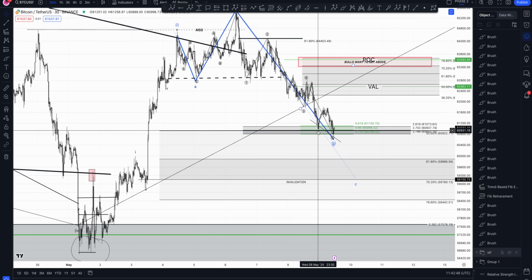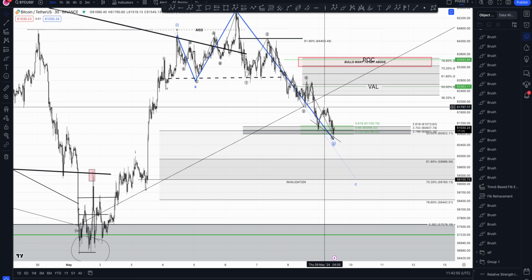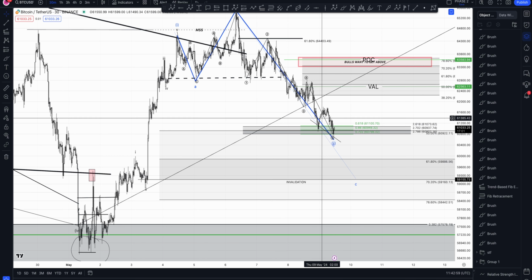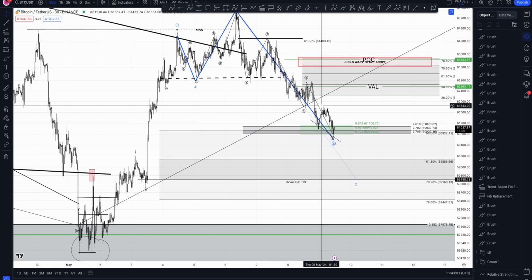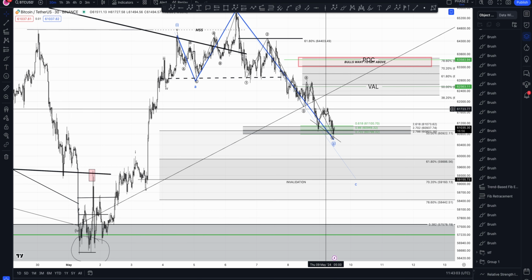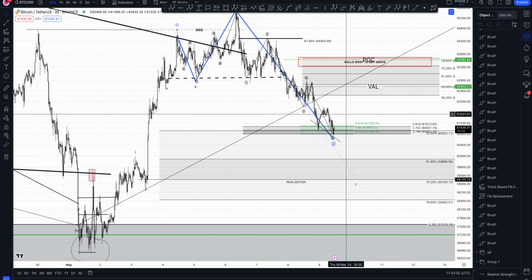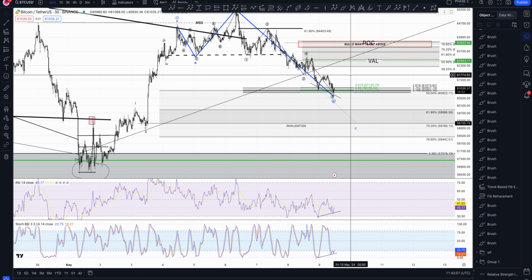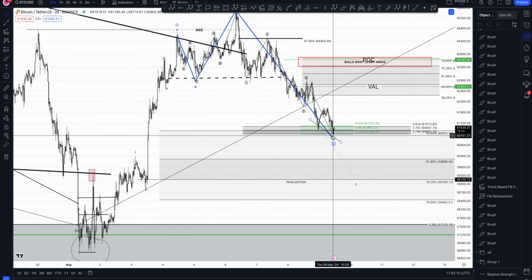Everyone thought this was the bottom yesterday, right? Come up one more time going into London session, and then sweep this low, form bullish divergence on the indicator right at the 50%, right?